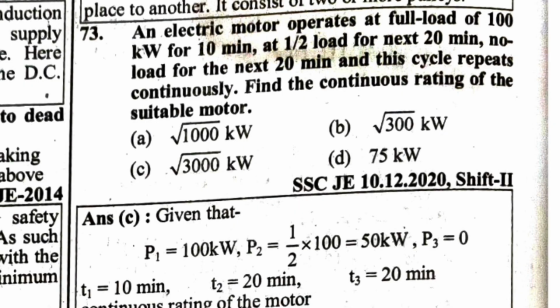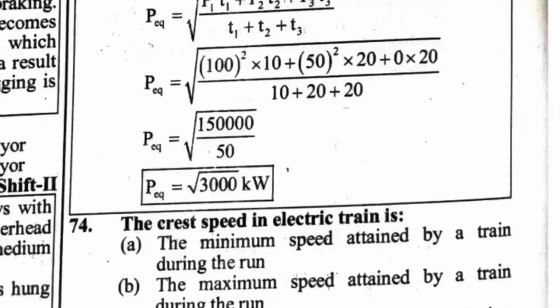An electric motor operates at full load of 100 kilowatt for 10 minutes, half load for next 20 minutes, no load for 20 minutes. ये तो सेम लास्ट टाइम रहता था, किलोवाट स्क्वायर इंटू T1 प्लस किलोवाट स्क्वायर इंटू T2 डॉट डॉट अंडर रूट बाई टाइम का एवरेज ले लेंगे सब सम करके. ठीक है, तो ये निकल जाएगा आपका आंसर से अंडर रूट 3000.